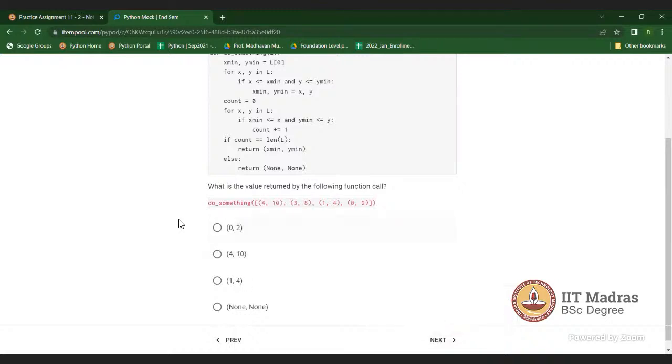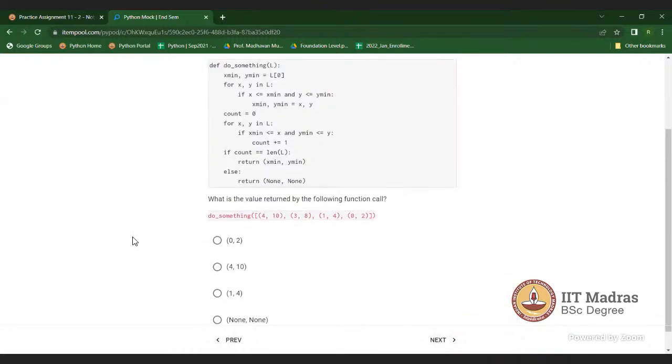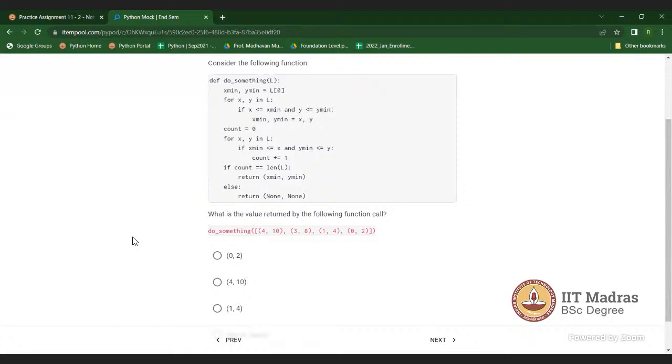What I meant to say over here is, for example, our first element is 4, 10. So our x min will be 4 in the starting of the loop, and y min will be 10. Am I correct? So for x comma y in L, our first x will be 4, and our second y will be 10.